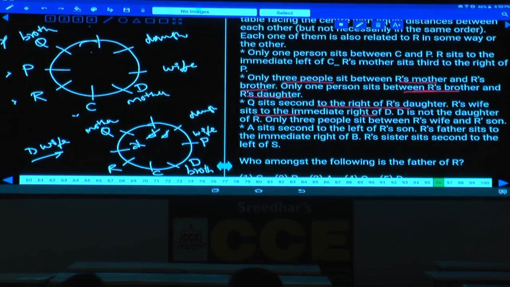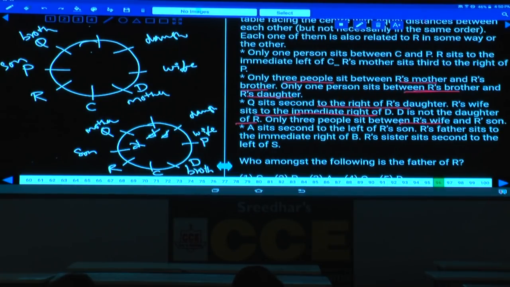R's wife sits to the immediate right of D. D is not the daughter of R. Only 3 people sit between R's wife and R's son. Wife and son, exactly 3 persons. That means they are opposite to each other. Hence, in the first case, P is the son. Isn't it? P is the son. Then what is the other information we have?